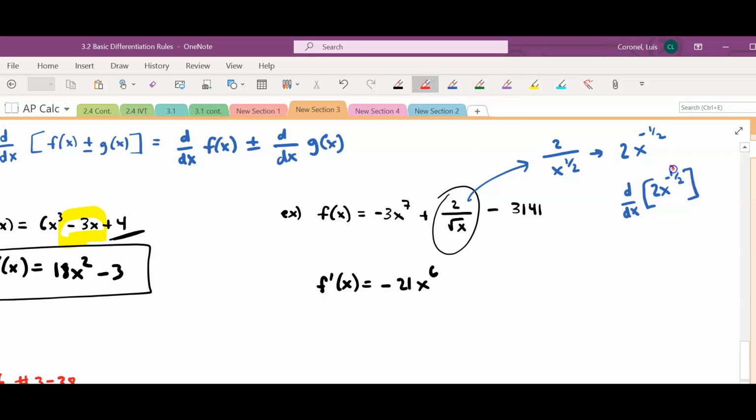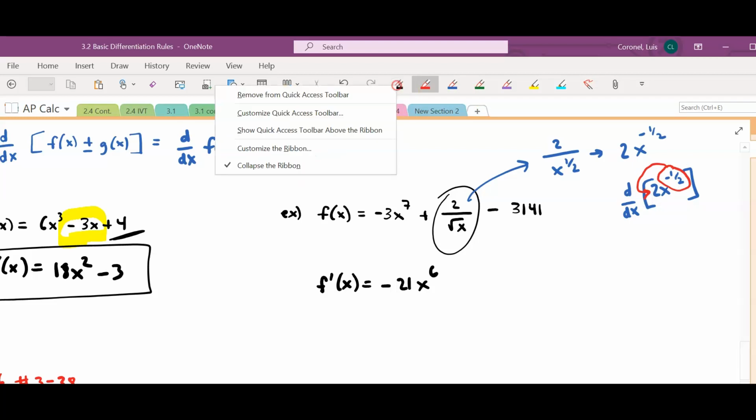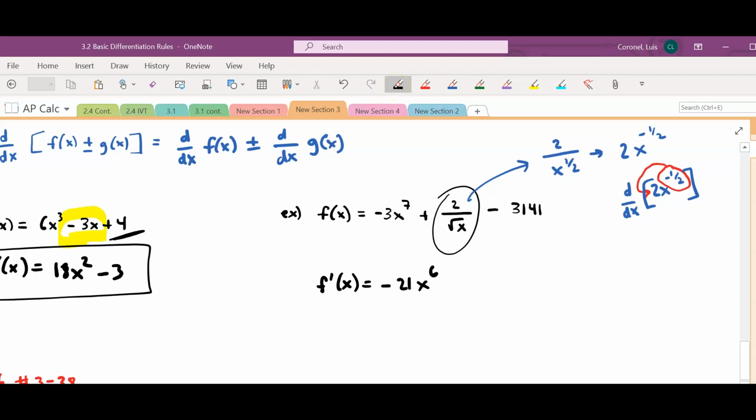So what I know is that that power has to multiply with the 2. So what's half of 2? That's 1. But because I have a negative half, it's going to be negative 1. So this is negative 1. Then I have x. And when I subtract 1 from that power, the power is negative 1/2. When I subtract 1, I'm going to end up with negative 3/2. And the derivative of a constant is 0.